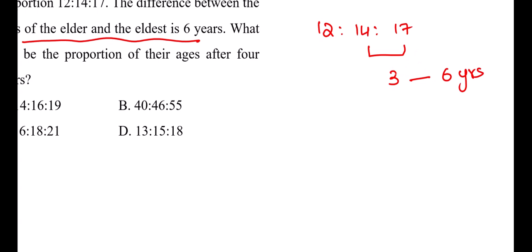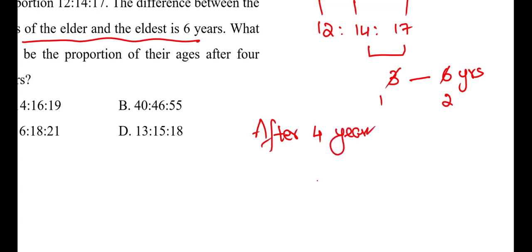Means in ratio, one value is nothing but equal to 2. Means 12 means this guy's age is 24. Here 14 means the age is 28. Here 17 means the age is 34. These are their ages. Now the question is after 4 years. So after 4 years, it will be 28, 32, 38. So 2 times 14, 2 times 16, 2 times 19. They're asking for the ratio. We can go with option A.